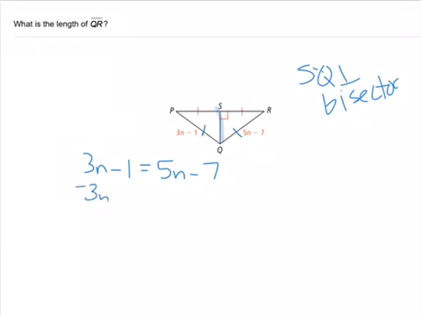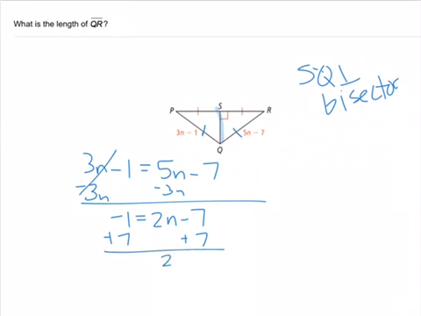I'm going to bring the baby to the mama. So I get negative 1 equals 2n minus 7. Trying to get the variable alone, so add 7 to both sides. And we'll get 2n equals 6. Divide by 2, and I'll get n equals 3.